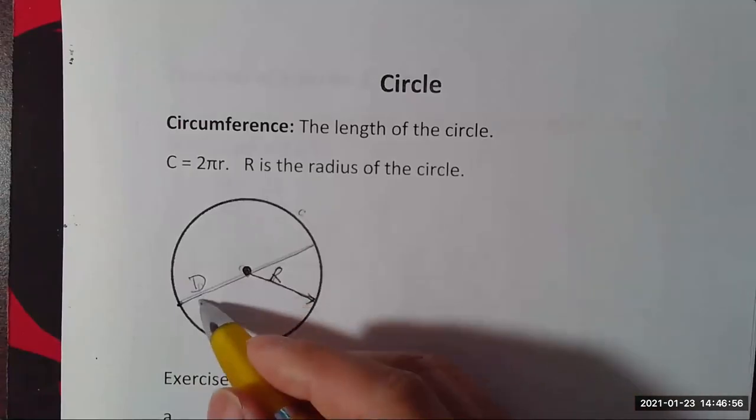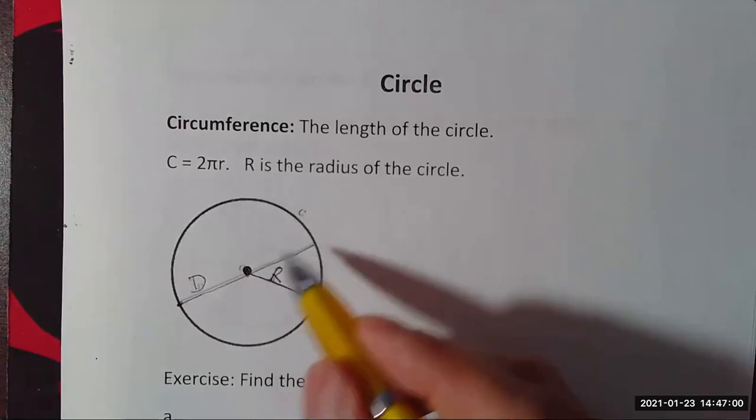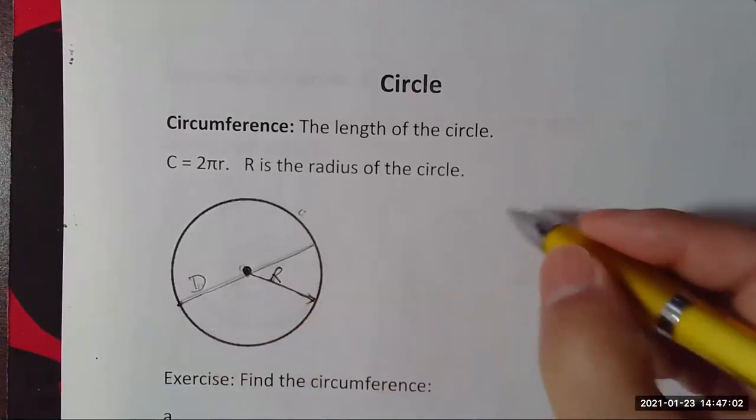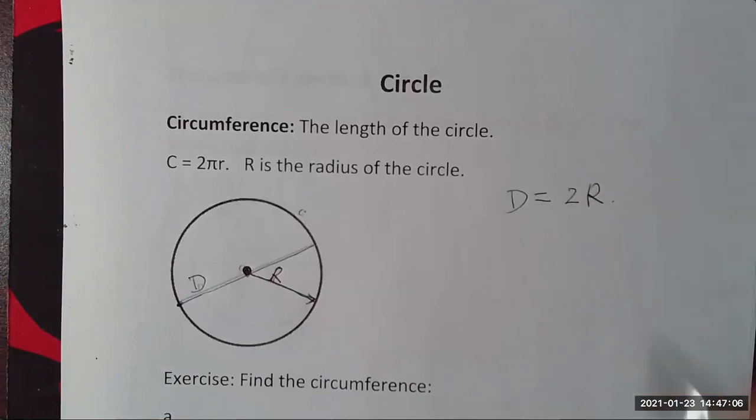Apparently, one diameter equals 2 radii, right? From here to here, that's the radius. From here to here, that's the radius. So in general, diameter equals 2 times the radius.